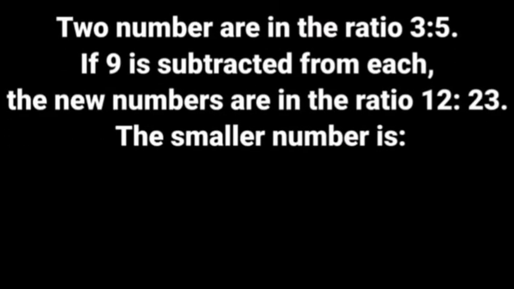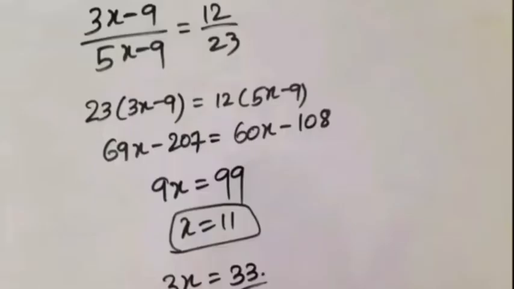Two numbers are in the ratio 3 is to 5. If 9 is subtracted from each, the new numbers are in the ratio 12 is to 23. The smaller number is what they are asking. Okay, so actually they are saying there are two numbers in the ratio 3 is to 5, and 9 is subtracted from each number. Then the new numbers form a new ratio, 12 is to 23. They're asking how much the smaller number is.